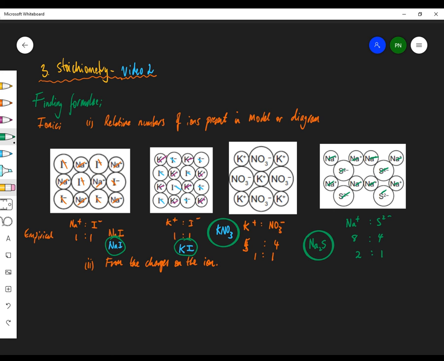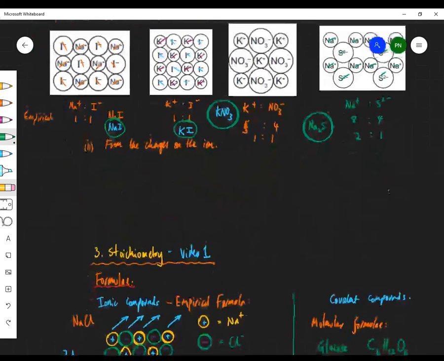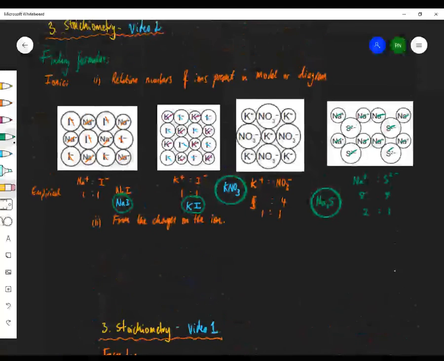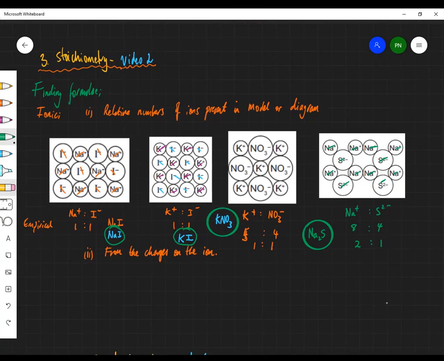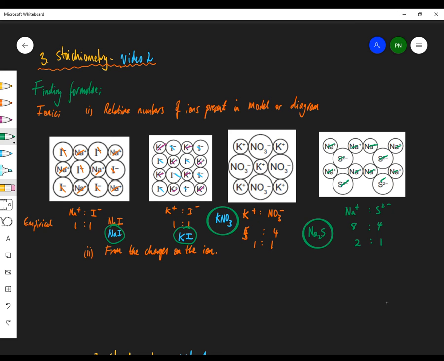So that's how you would do it diagrammatically. Look at the ratio and find the empirical ratio, the simplest ratio. How do you do it from the charges on the ions? Oops, I've got other things at the bottom there, haven't I? So we'll keep that down there. How do you do it on the charges on the ions?